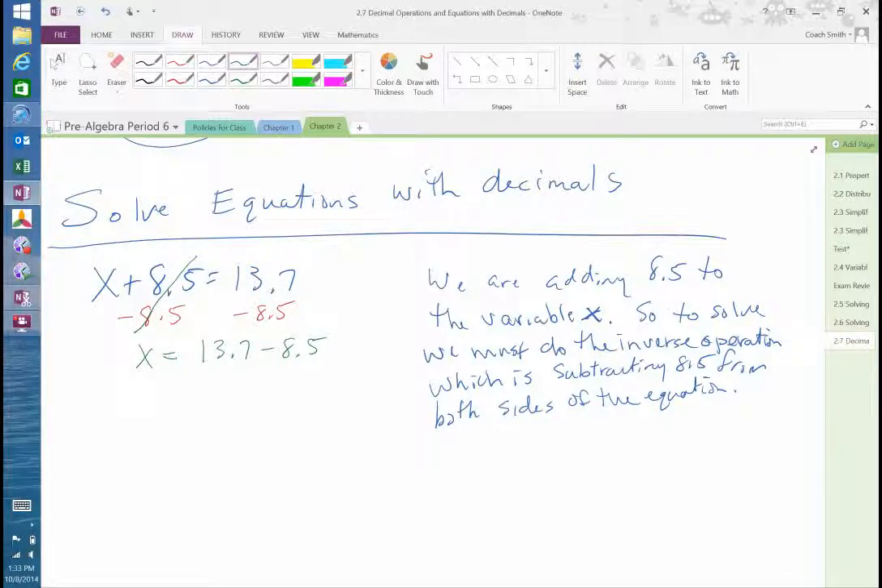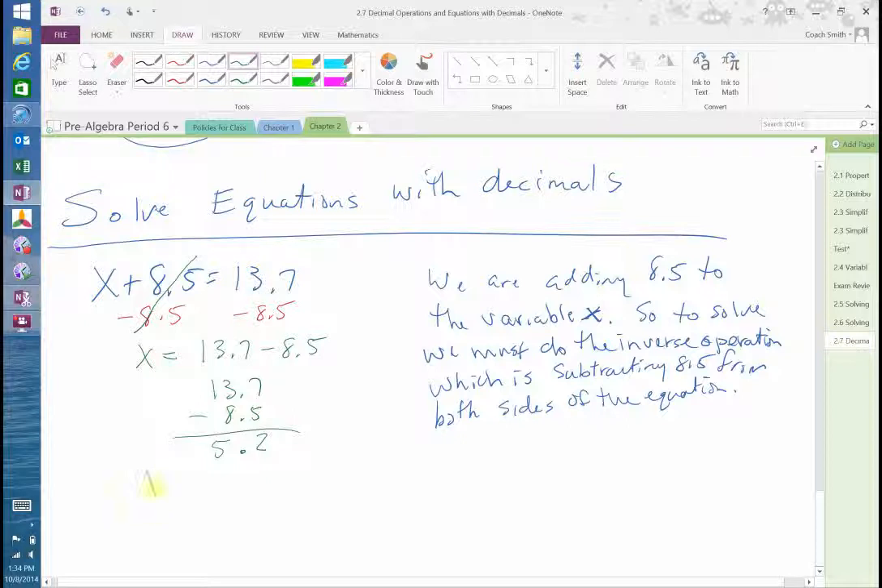Okay, can I do 13.7 minus 8.5? Yes, it has no negatives. The second number is not larger than the first number. So I just take and line the decimals up and subtract. 7 minus 5 is 2. Bring down my decimal. 13 minus 8, 5. x is equal to 5.2.